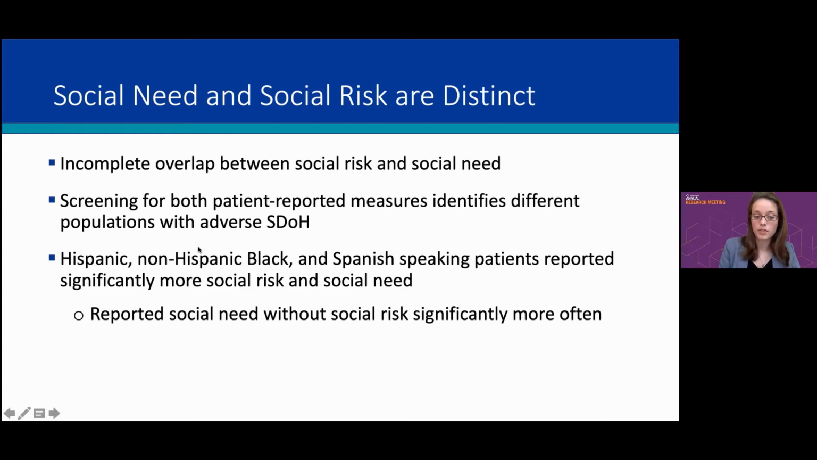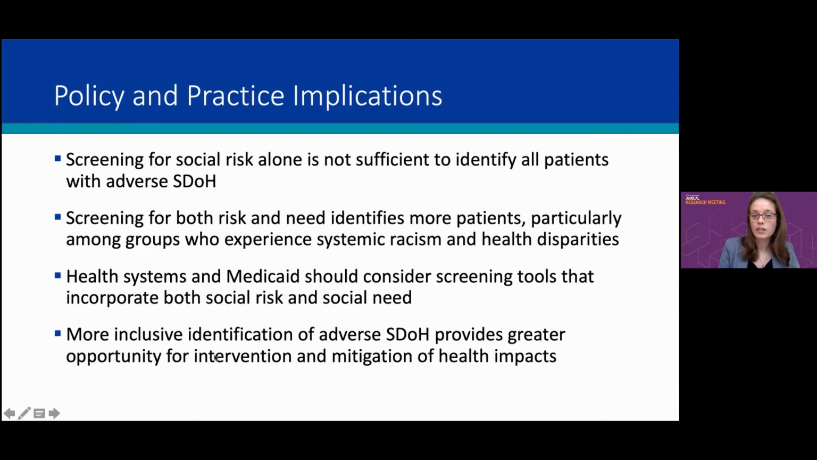In particular, it was important to note that Hispanic, non-Hispanic Black, and Spanish-speaking patients reported significantly more social risk and social need than non-Hispanic white and English-speaking patients, respectively, and that these groups more often reported social need while screening negative for social risk. So this leads to several important implications for policy and clinical practice.